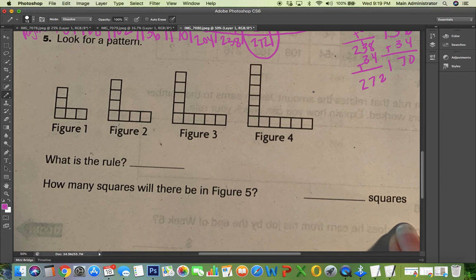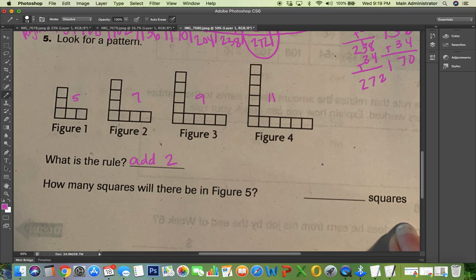Look at a pattern. I've got figure 1, 1, 2, 3, 4, 5. Figure 2, 1, 2, 3, 4, 5, 6, 7. 1, 2, 3, 4, 5, 6, 7, 8, 9. I bet you this is 11. What's the rule? The same rule. I'm adding by 2 again. Let me make sure. 1, 2, 3, 4, 5, 6, 7, 8, 9, 10, 11. Looks like I'm adding 2.